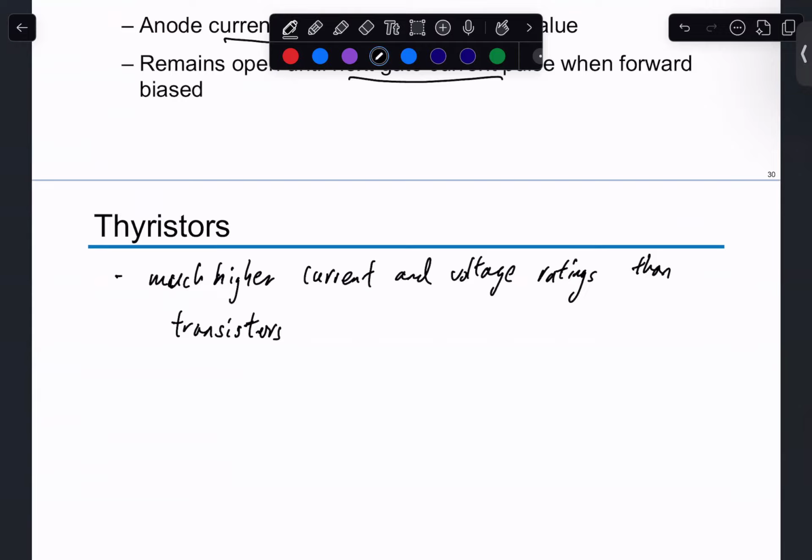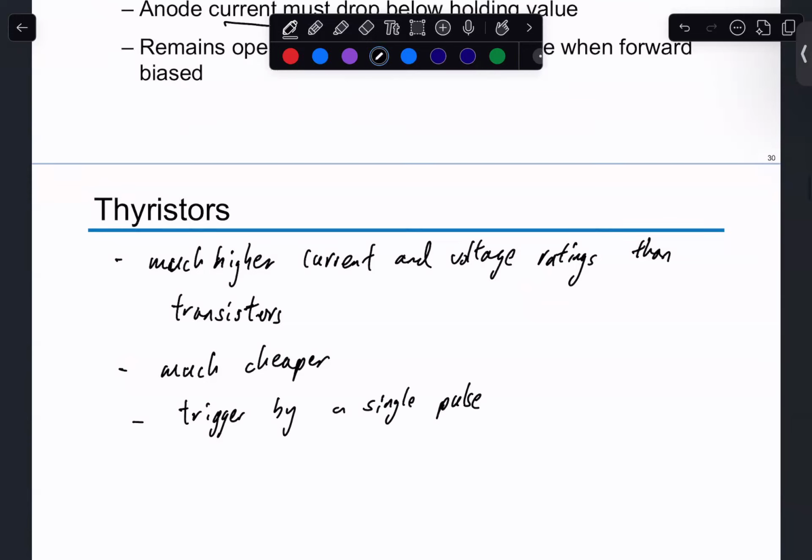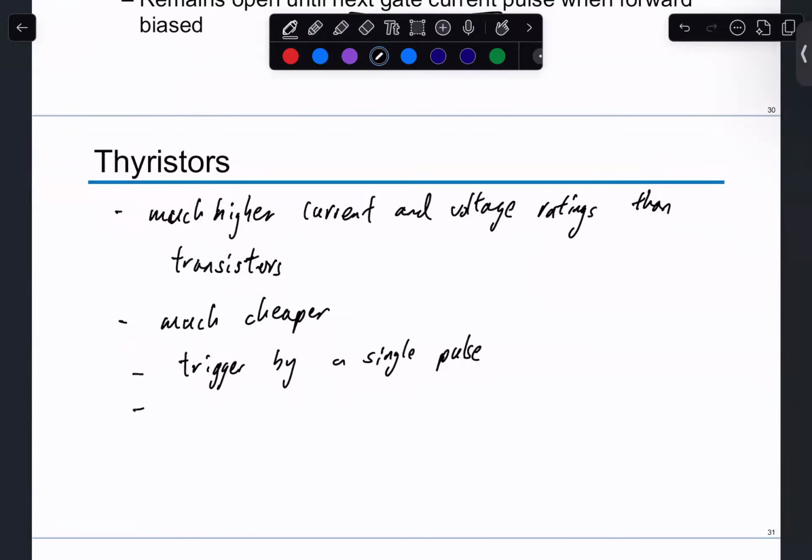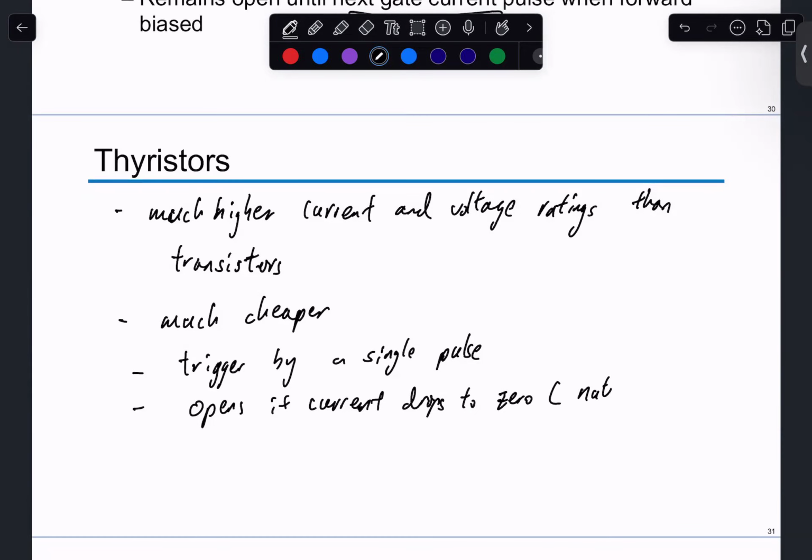Okay. And because, again, it's a much simpler device, this is much cheaper. This can be triggered by a single pulse, so it doesn't take that much to trigger it. And this returns, this opens if current drops to 0. And this is called a natural commutation.